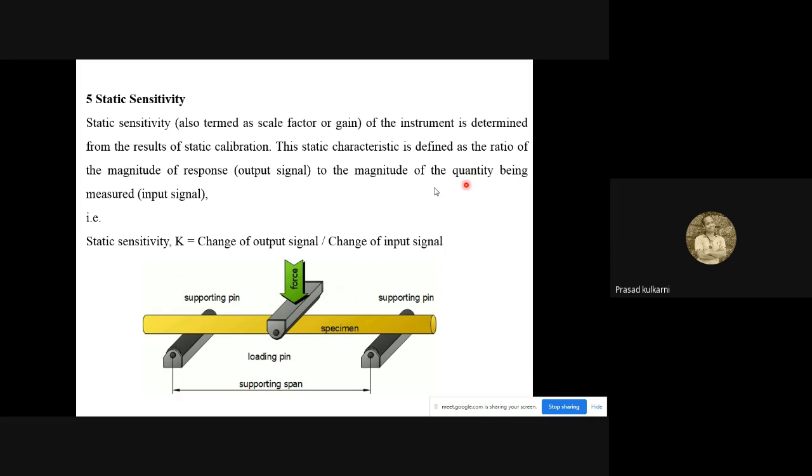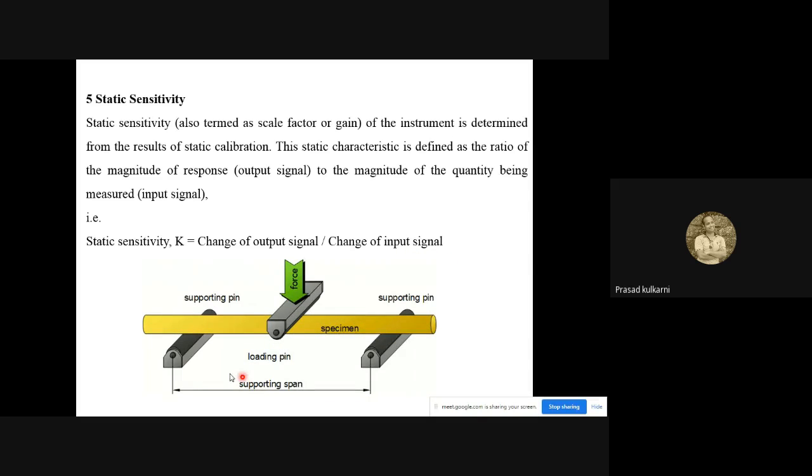Magnitude of quantity being measured, we call it the input signal. So static sensitivity is denoted by K and it is equal to change of output signal with respect to change of input signal.